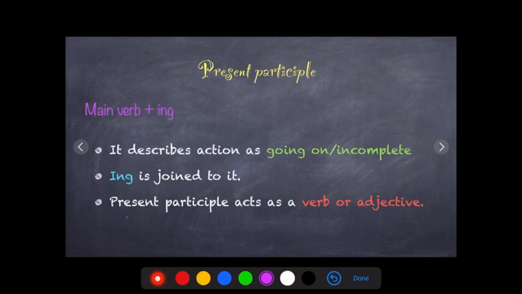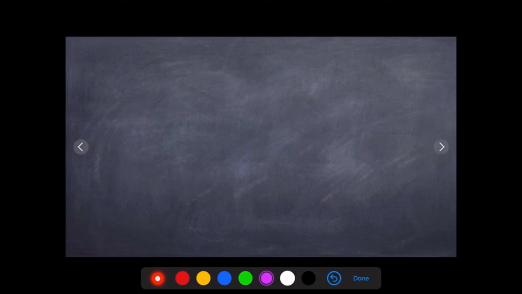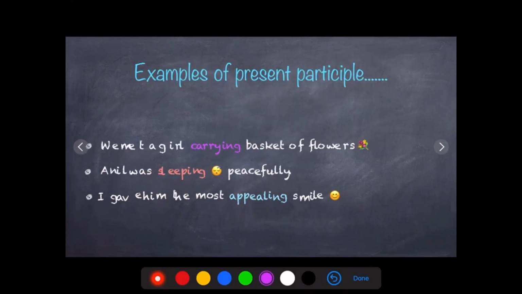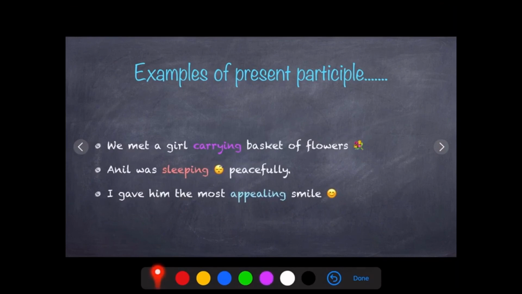We will now move forward. Understand the main difference between present participle and gerund. Present participle is acting as a verb or adjective in a sentence, and gerund is acting as a noun in a sentence. Now let us look at some examples of present participle. We met a girl carrying a basket of flowers.